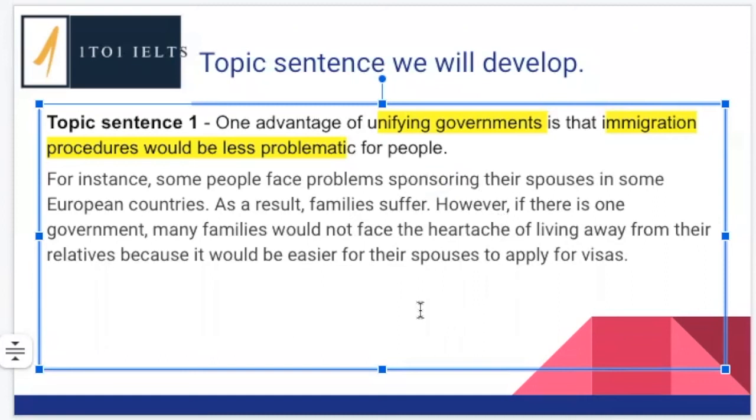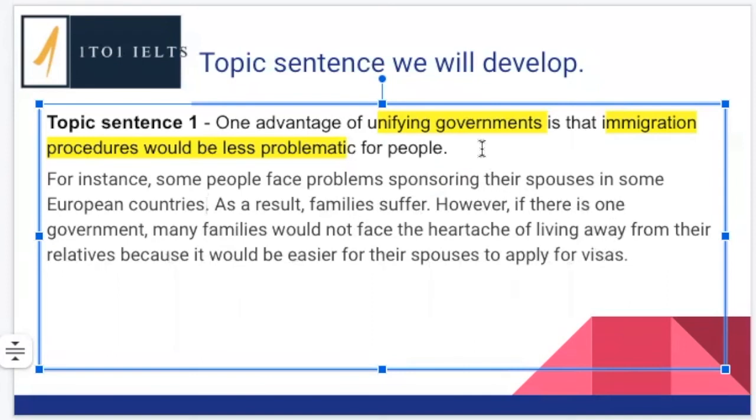Okay, so let me reread this and see how we're doing. So for instance, some people face problems sponsoring their spouses in some European countries. As a result, families suffer. However, if there is one government, many families would not face a heartache of living away from their relatives because it would be easier for their spouses to apply for visas.